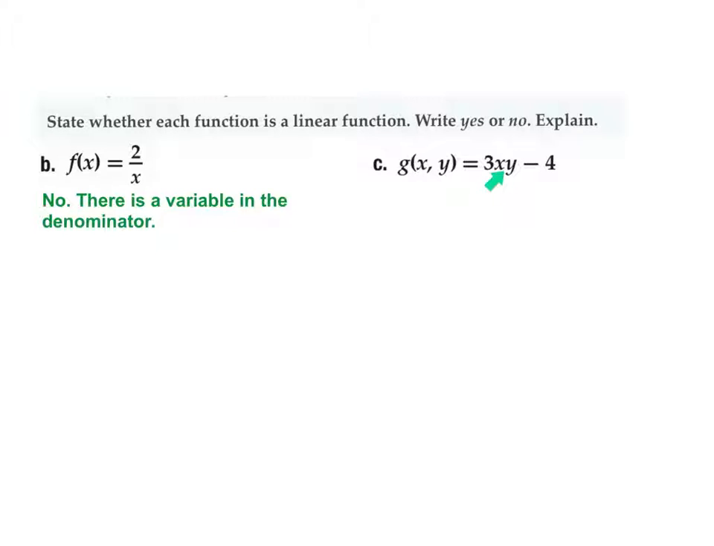Why not? Multiplied together. We can't have variables multiplied together. So go ahead and write your explanation. Let's see if you get it right.